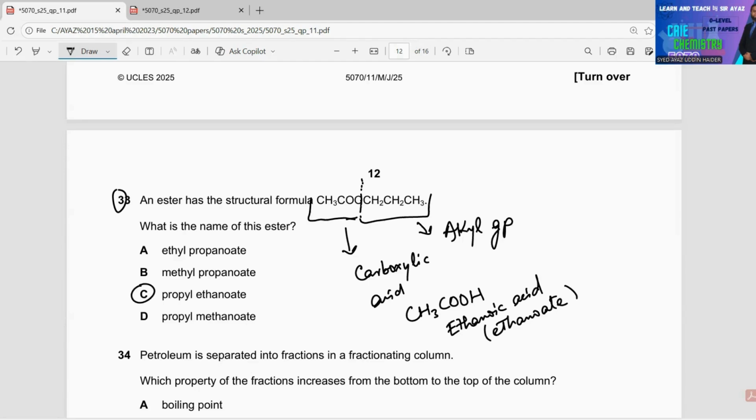So if C must be the right answer, for your convenience, I am checking the alkyl group also. Alkyl group, we have 3 carbons here. So it must be propanol. Coming from propanol, CH3CH2CH2OH. It's having 3 carbons. So it's a propyl. It must be propyl ethanoate. So C is the right answer in this case. All the other choices are incorrect.